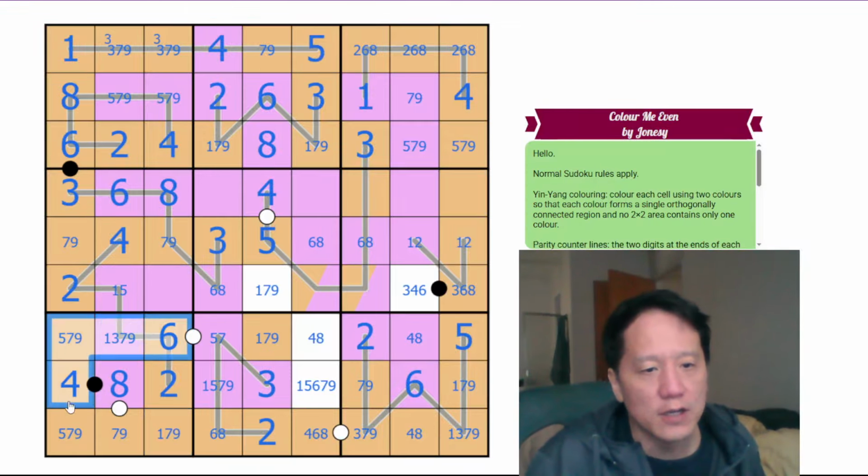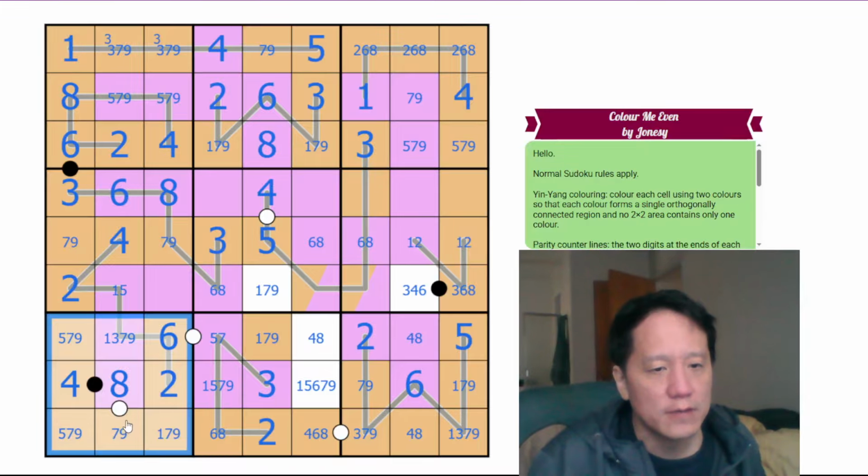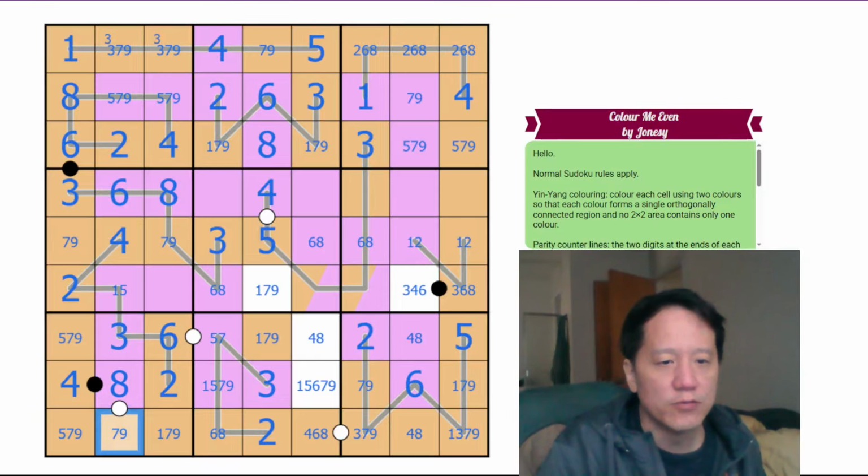Where is the 3 in box 7? It has to be here. So this is 3. We also have a 5, 7, 9 triplet in box 7, which eliminates 5, 7, 9 in the rest of the box. This can't be 7 or 9. It's 1.